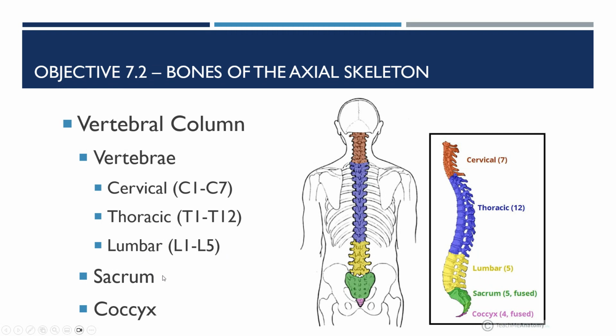And then the sacrum actually consists of 5 bones that are fused together. And then the coccyx, what we commonly call our tailbone, is 4 bones fused together.